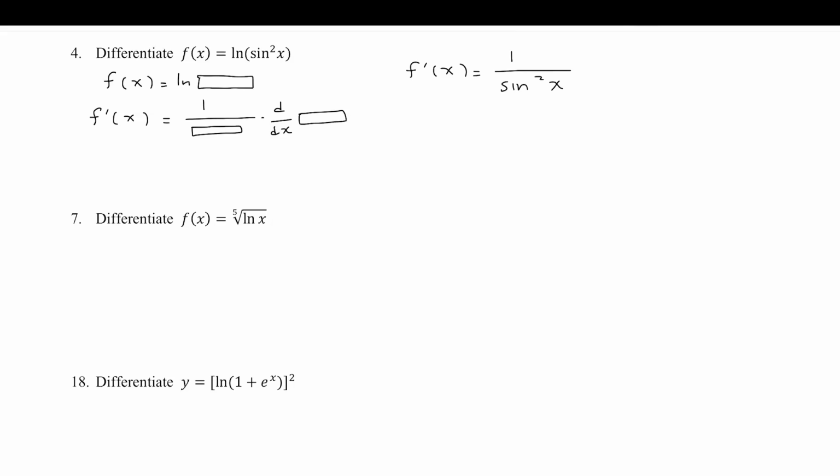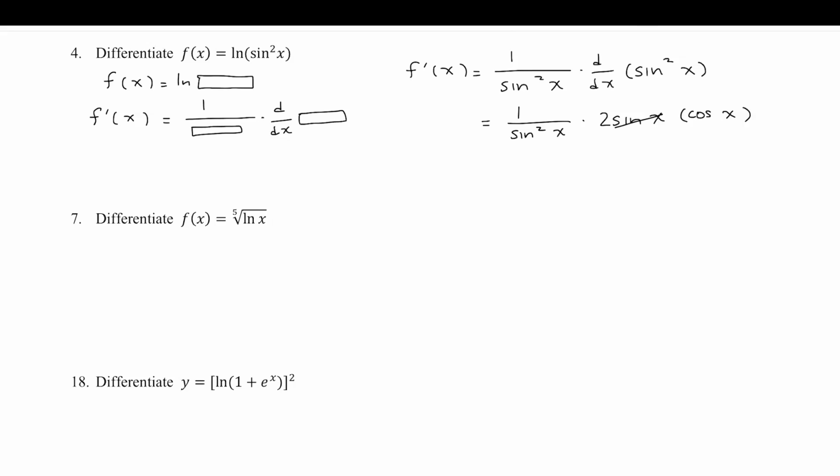So my f prime of x is 1 over sine squared x, the argument of the ln, times the derivative with respect to x of sine squared x. So 1 over sine squared of x I can leave. The derivative of sine squared of x, remember sine squared of x is sine of x squared. So I'm using the generalized power rule there. I'm taking my power down in front, times my base function sine x to 1 lower power, which is to the first, times the derivative of sine x, which is cosine x.